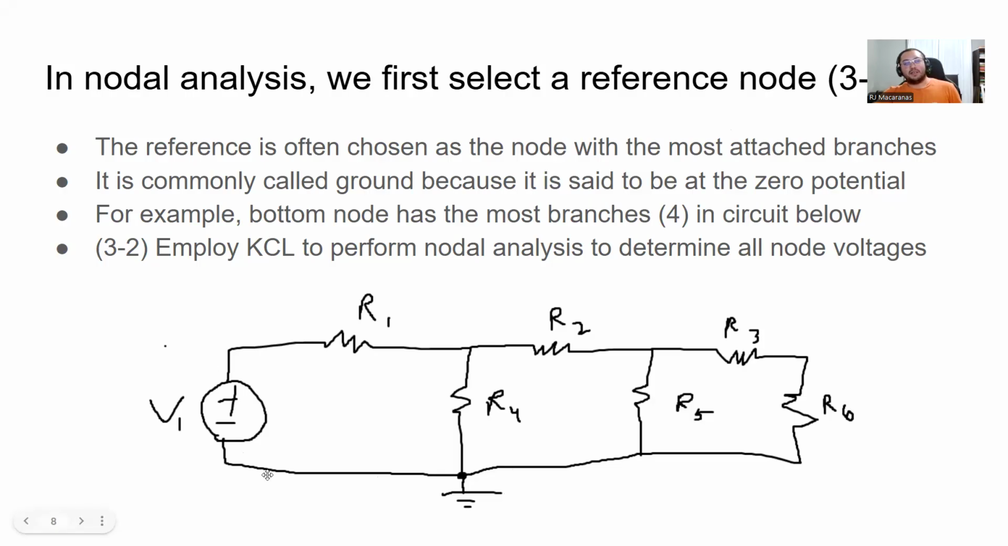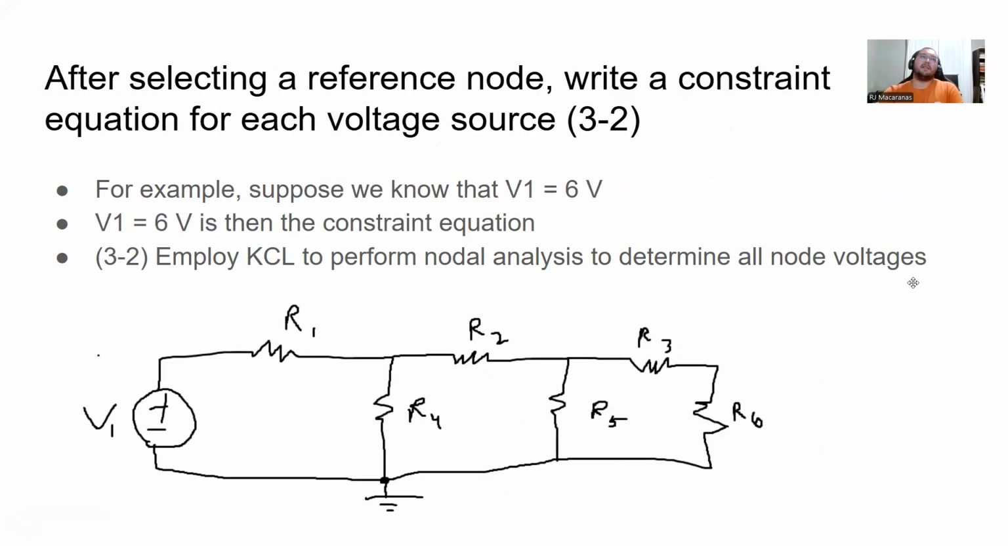A branch is just a step from one node to another. In this case, I've got a branch through V1, a branch through R4, a branch through R5, a branch through R6, right? So this bottom node has four branches attached, so it's probably a good choice for the reference. And that's always the first step in nodal analysis.